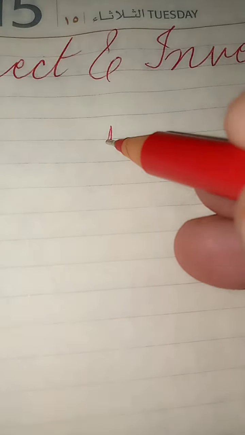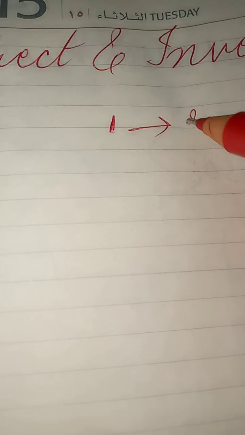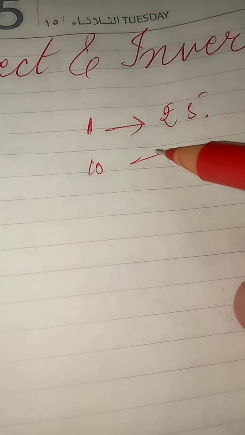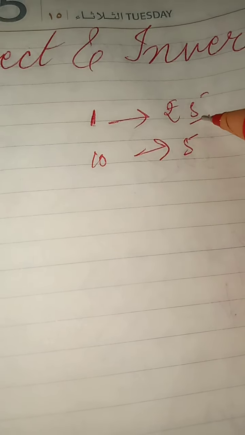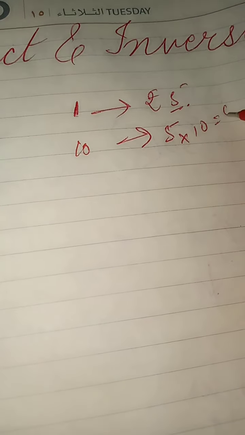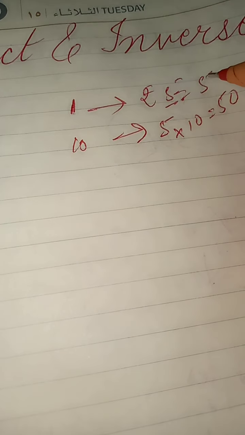Suppose one pen costs rupees 5, then the cost of 10 pens will be what? 5 into the number of pens, that means 50 rupees. See, if the number of pens has increased, then the total amount has also increased, right? एक पेन था तो ₹5. Now you have 10 pens, then it has become from 5 to 50.